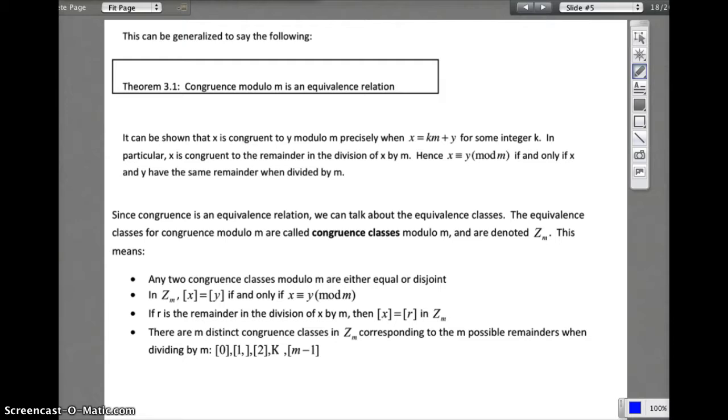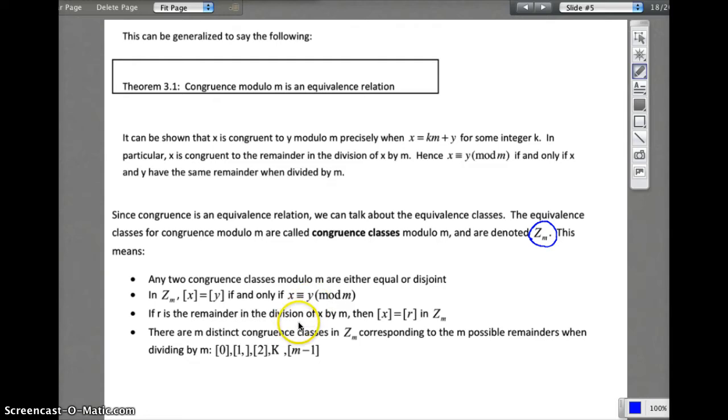If we have an equivalence relation, then we can talk about equivalence classes, just like we did in 2.2. When we're working with congruence mod m, we call these equivalence classes congruence classes. And this is the notation that we use for them: Z with a little m to show what our mod is. Any two congruence classes, just like with equivalence classes, are either equal or disjoint. They'll be equal to one another if and only if x is congruent to y mod m.